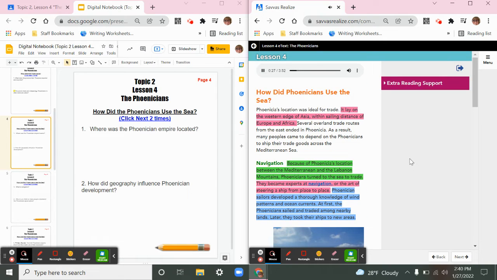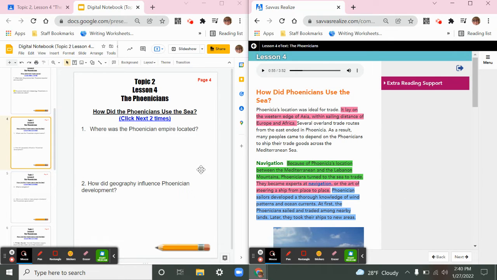Navigation. Because of Phoenicia's location between the Mediterranean and the Lebanon Mountains, Phoenicians turned to the sea to trade. They became experts at navigation, or the art of steering a ship from place to place. Phoenician sailors developed a thorough knowledge of wind patterns and ocean currents. At first, the Phoenicians sailed and traded among nearby lands. Later, they took their ships to new areas.